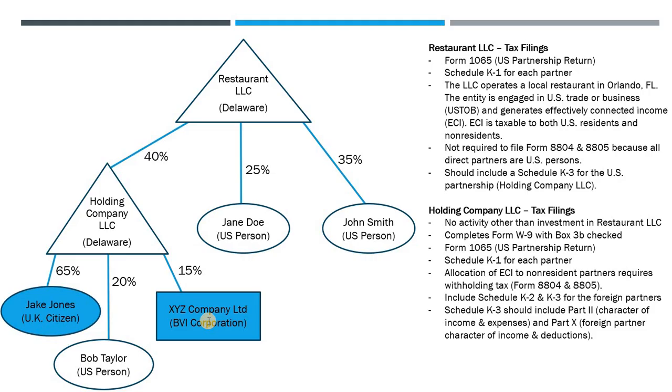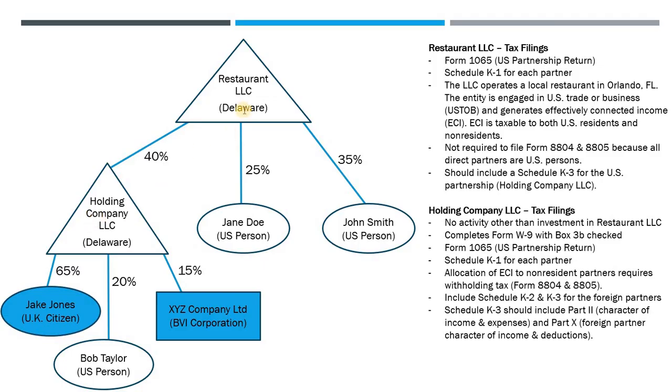Now that we have K2 and K3 added, partnerships are supposed to provide more detail on any kind of U.S. and foreign activities. They're supposed to bifurcate the activities. So what's U.S., what's foreign source, what's ECI, what's not ECI. And so partnerships have more information where they don't have to make these assumptions anymore.